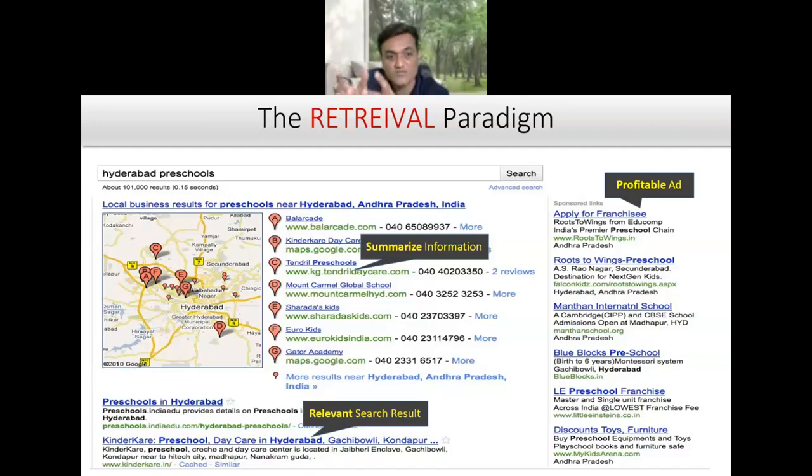This is all about some sort of graphs or maybe the maps detail. But on the second part, you see that there is a relevant search result. Now, a very interesting part on this side is all about profitable ads. So if you look at these ads, leave the first ad, apply for franchisee, but look at the second ad: Roots to Wings Preschool, Manthan International School, Blue Block Preschool, Ellie Preschool franchisee. What does that mean? They want to do business also by providing you the search result.